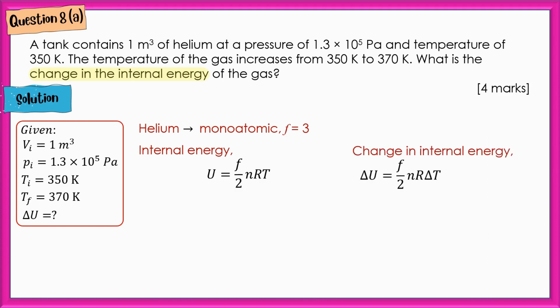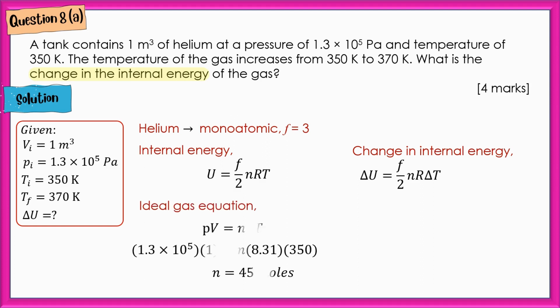So the equation for change in internal energy is delta U equal to F over 2 nR delta T. Referring to this equation and the information given in the question, we have no value for n, the number of mole. So, we can calculate the number of mole by using the ideal gas equation, PV is equal to nRT. You will get that the number of mole is equal to 45 moles.